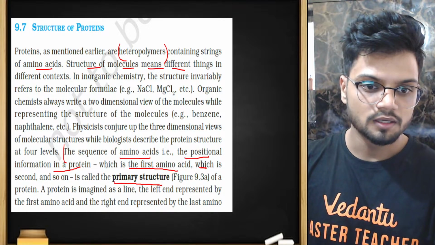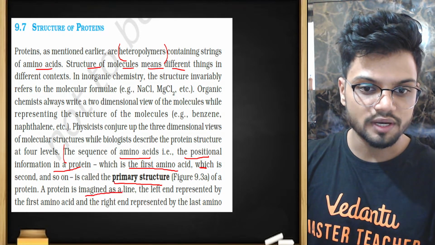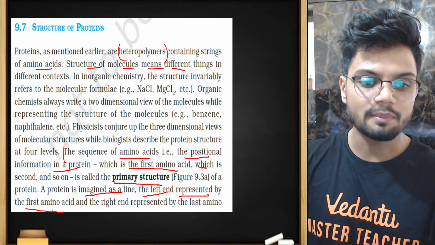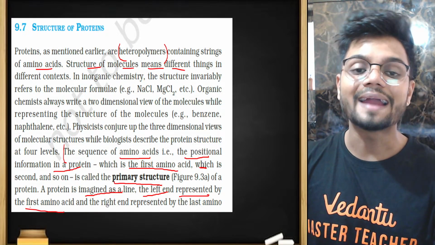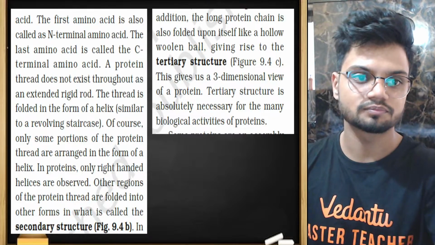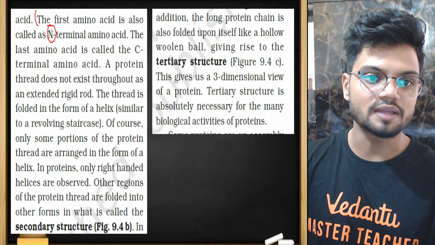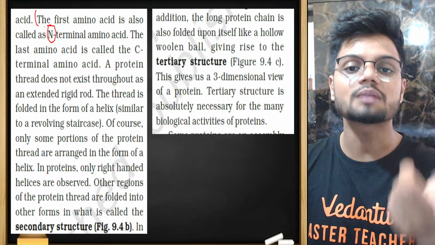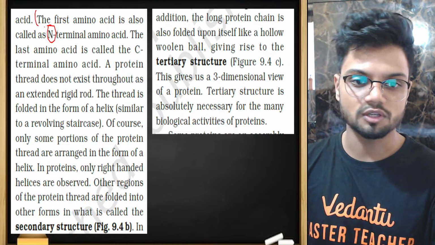Okay. Now, a protein is imagined as a straight line. The left end represents the first amino acid, also called the N terminal. The first amino acid is called the N terminal. Last is called the C terminal. Why C terminal? Because of the carboxyl group.